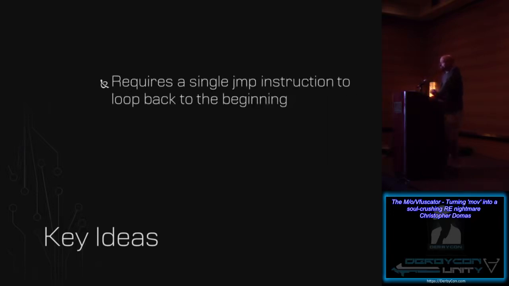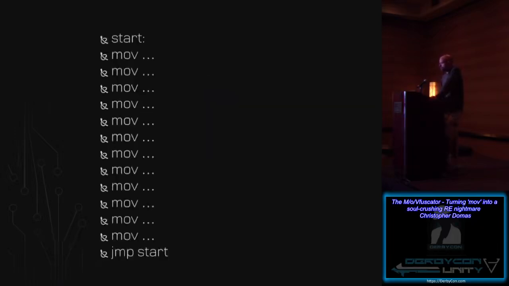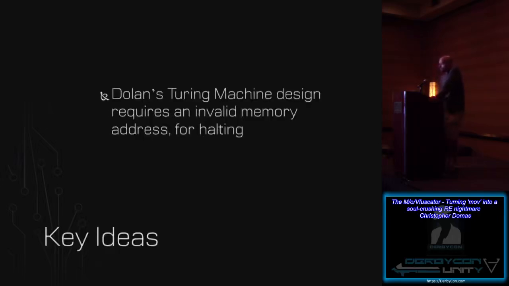Another key idea from Dolan's paper is that his Turing machine required a single jump instruction to loop back to the beginning of the program. That kind of sounds like cheating if you're trying to stick with just move instructions, but it really doesn't violate the Turing completeness of move, and I'll show a little later on how we can actually fix that issue. But this is what Dolan's program would look like: a whole bunch of unconditional move instructions followed by a jump back to the beginning of the program. His Turing machine design also required an invalid memory address for halting. We're basically executing all these moves in an infinite loop. We need some way to stop our program.